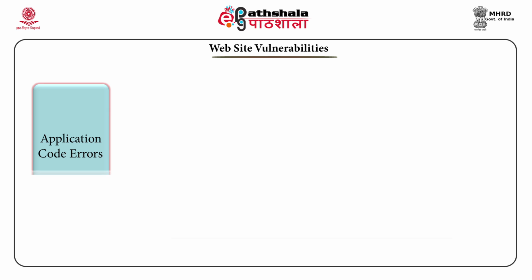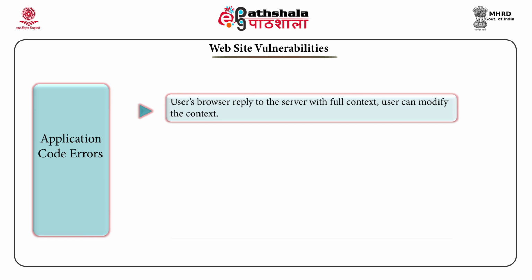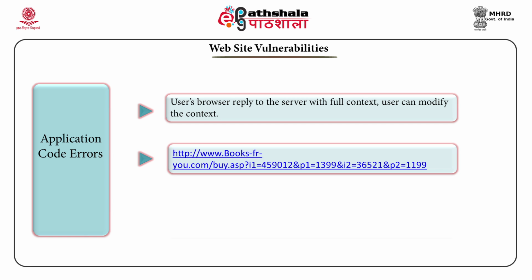Next is application code errors. The user's browser replies to the server with full context. The user can modify the context. Check the URL. In that we have got I1 equal to 459012, P1 equal to 139, I2. So the full URL is retrieved.